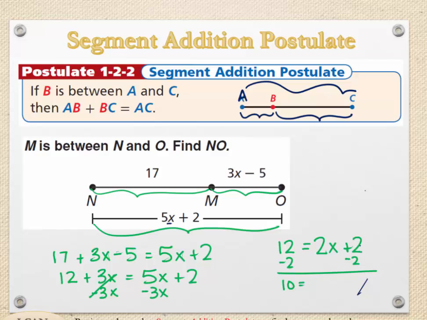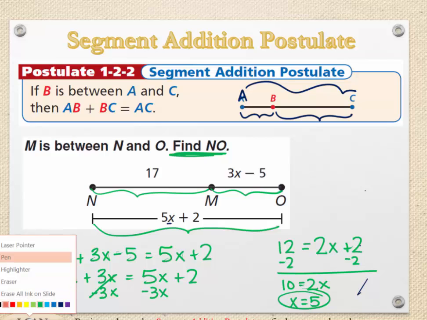So I get 10 equals 2x. Hopefully your head's already told you that x has to be 5. Now usually we box that up, we're done, we move on to the next problem. But remember what it asked us to find. It wanted us to find NO, the distance between point N and point O.